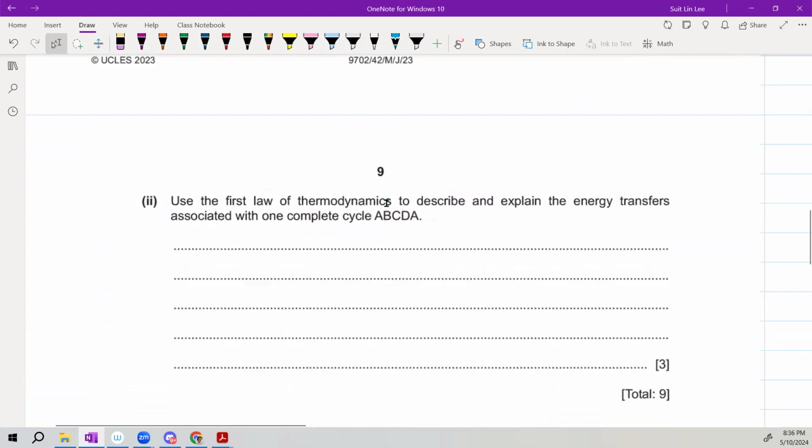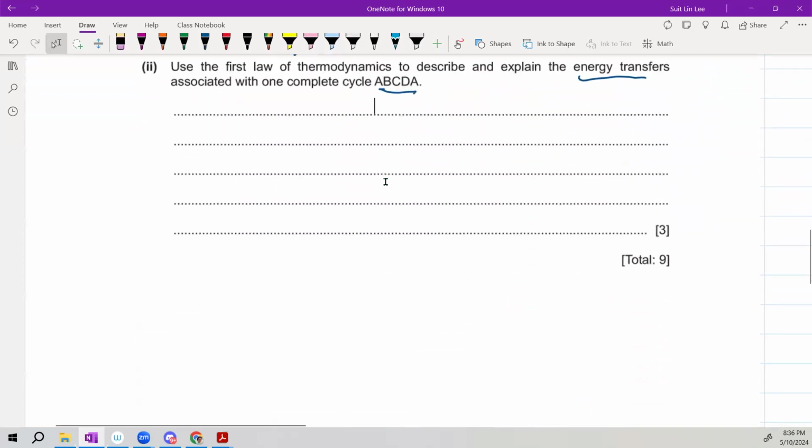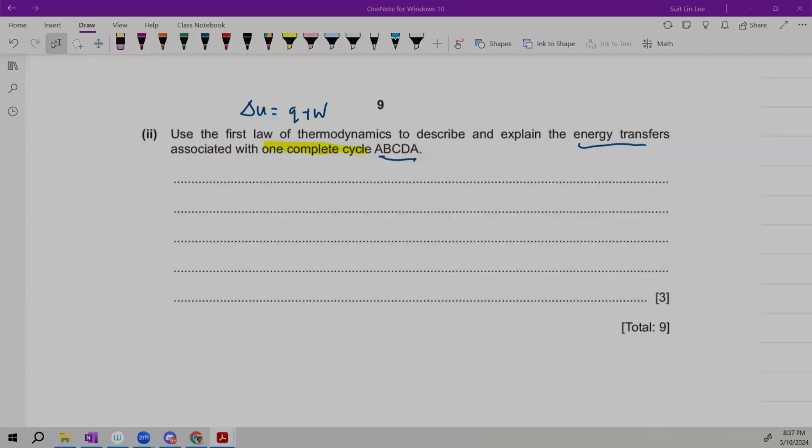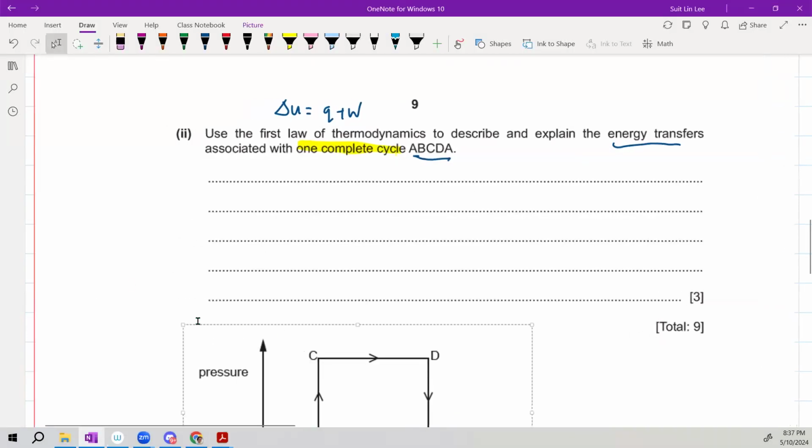Right. So use the first law of thermodynamics, which is delta U is Q plus W, to describe and explain the energy transfer associated with one complete cycle, A, B, C, D to A. So they want one complete cycle, meaning if I cycle one round, is there heat gain or heat loss to the system? So maybe I will screenshot and put the graph here so we can doodle on it.